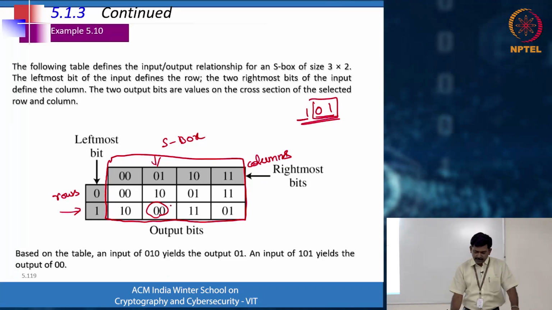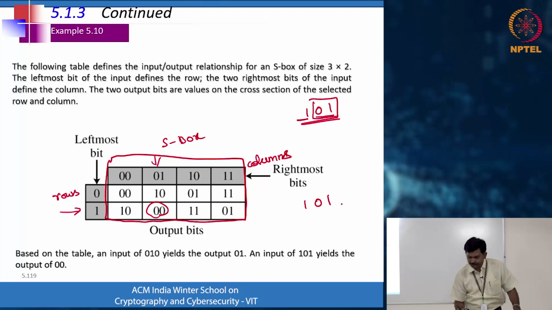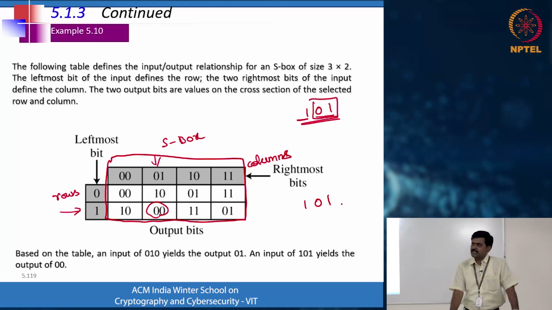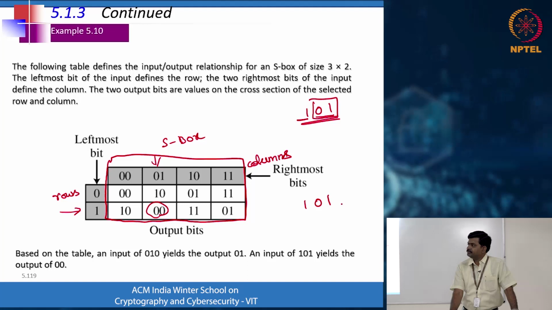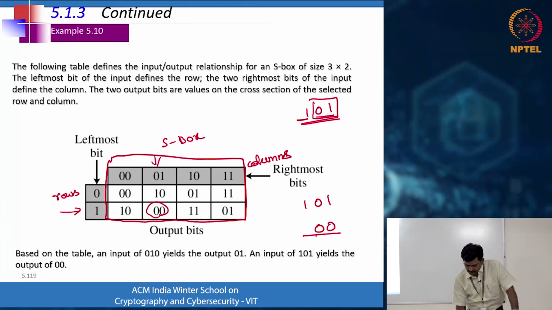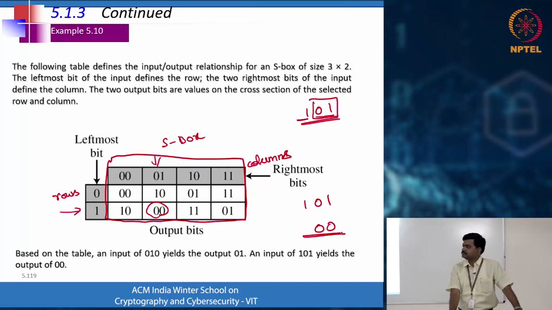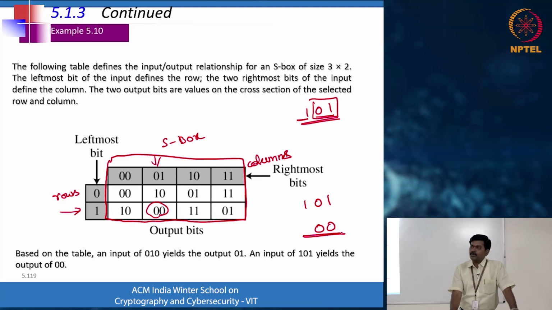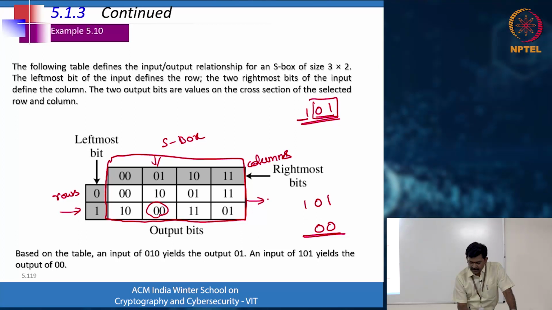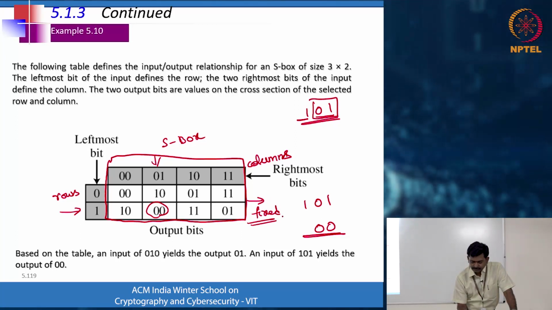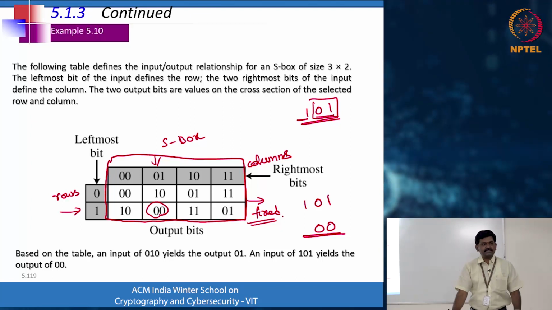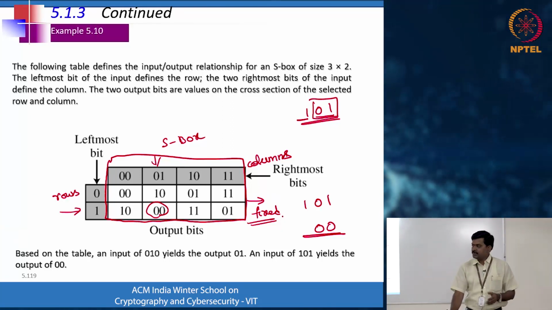So what am I doing? I am going to take 101 as my input, and this gets substituted with what bit string? This gets substituted with 0, 0. And remember, this particular substitution box is fixed. In the sense, this is the box given and you take any 3 bits, those 3 bits can be substituted with the bits that are given here.